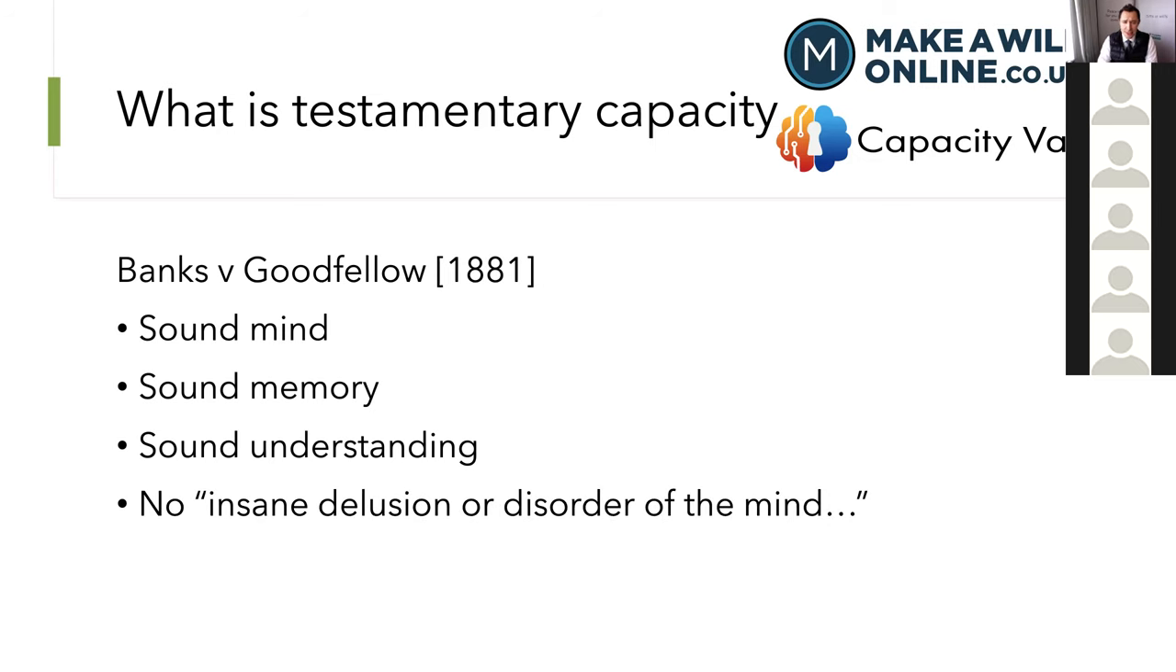And the fourth test, some kind of wording which would have been set out differently these days, but have they got any insane delusion or disorder of the mind that could poison their affections? You know, do they think somebody is out to get them? Are they suffering from extreme grief, which has turned them against others in their family? That they might not feel like if they weren't going through that process. Those are the tests that are used to see if somebody has testamentary capacity.